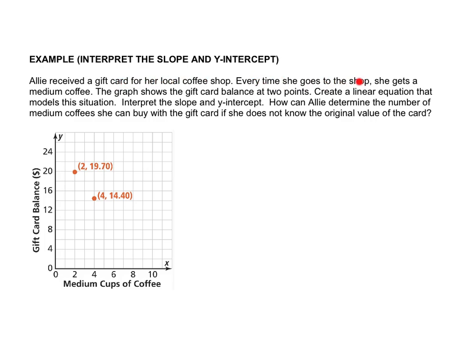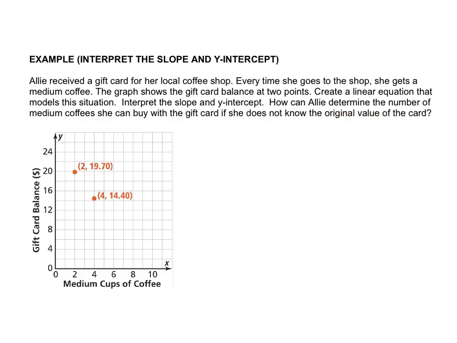Every time she goes to the shop, she gets a medium coffee. The graph shows the gift card balance at 2 points. Create a linear equation that models this situation. Interpret the slope and the y-intercept. What do those two things mean? How can Allie determine the number of medium coffees she can buy with the gift card if she does not know the original value of the card?